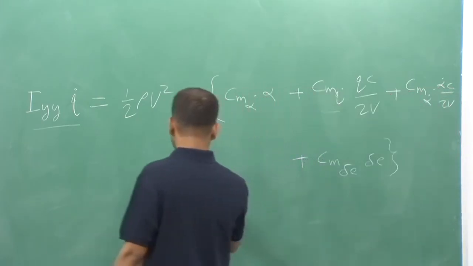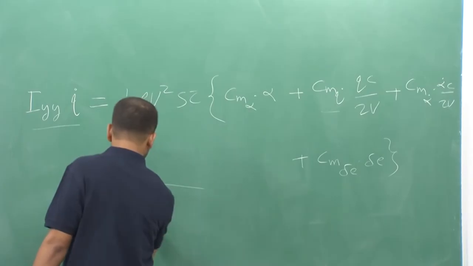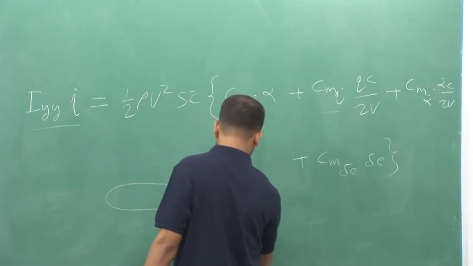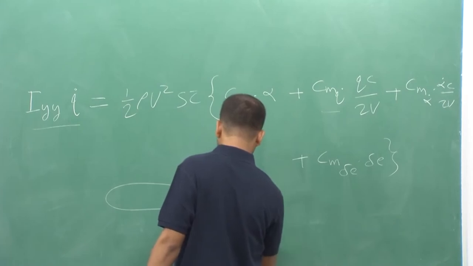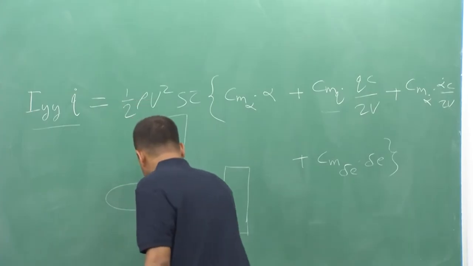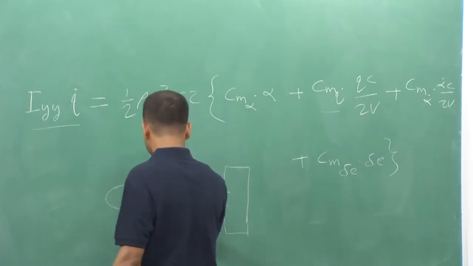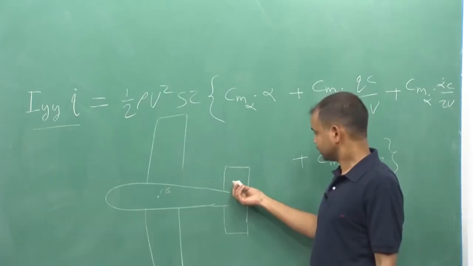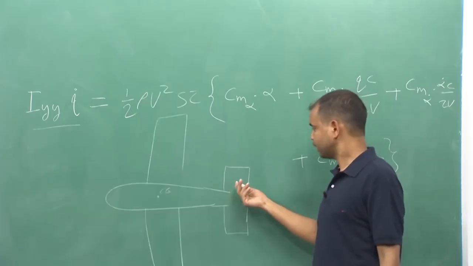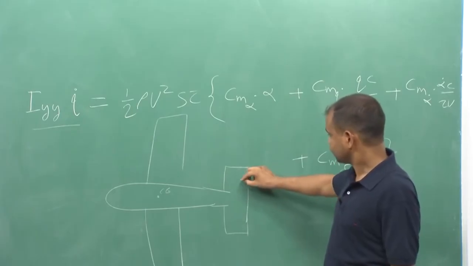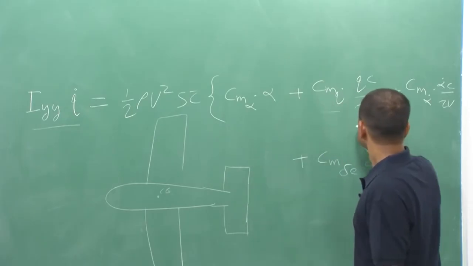If I see the top view of one airplane, when there is a pitch rate, this horizontal stabilizer will have a tendency to oppose that change in the pitch, and due to this force we get this c m q.